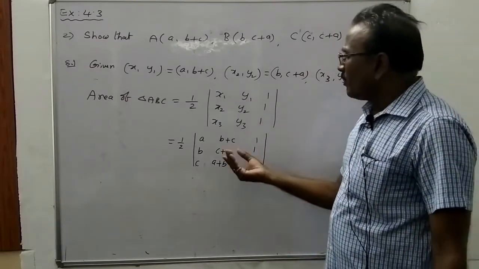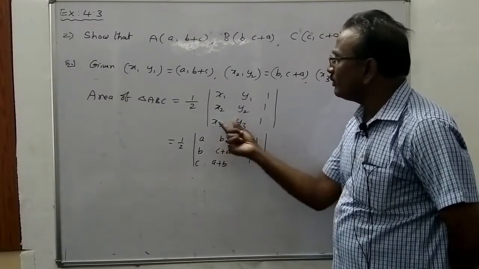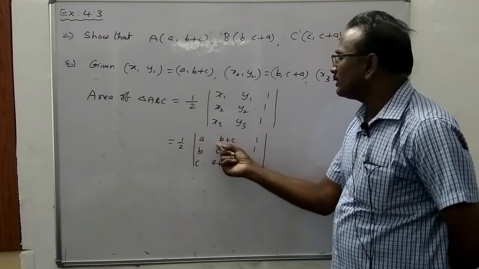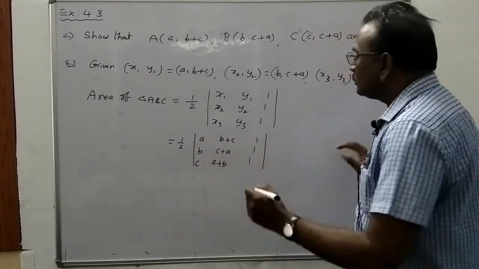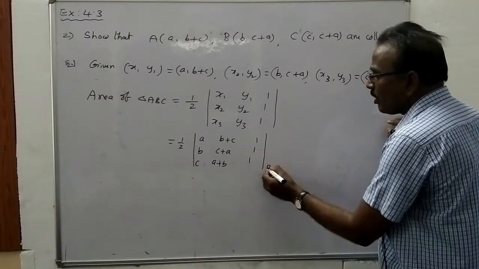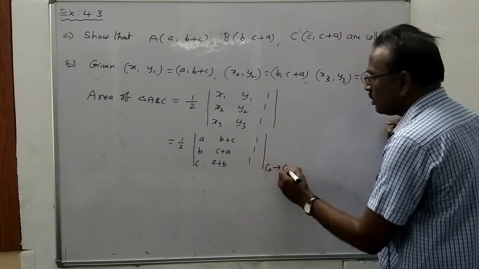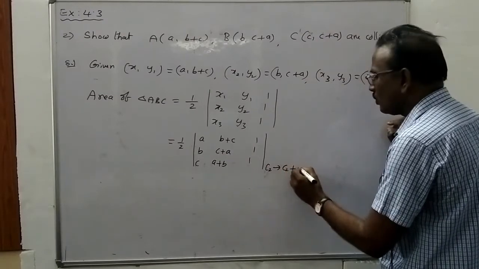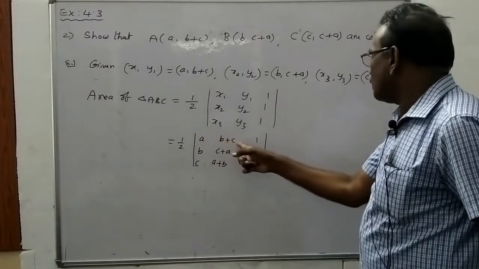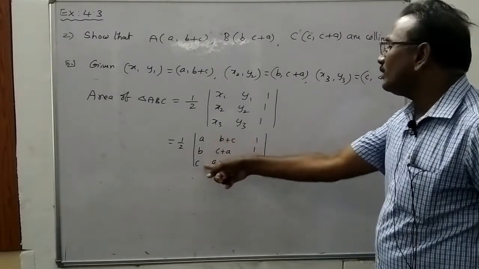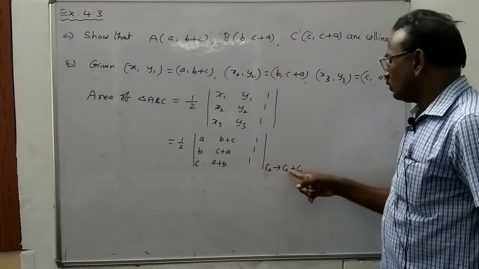Using some properties here, column 2 elements are added to the column 1 elements, so you get a plus b plus c, a plus b plus c, a plus b plus c, the common factor. So here apply the column change: column 1 elements are added to the column 2 elements. That is, C2 changes to C2 plus C1.